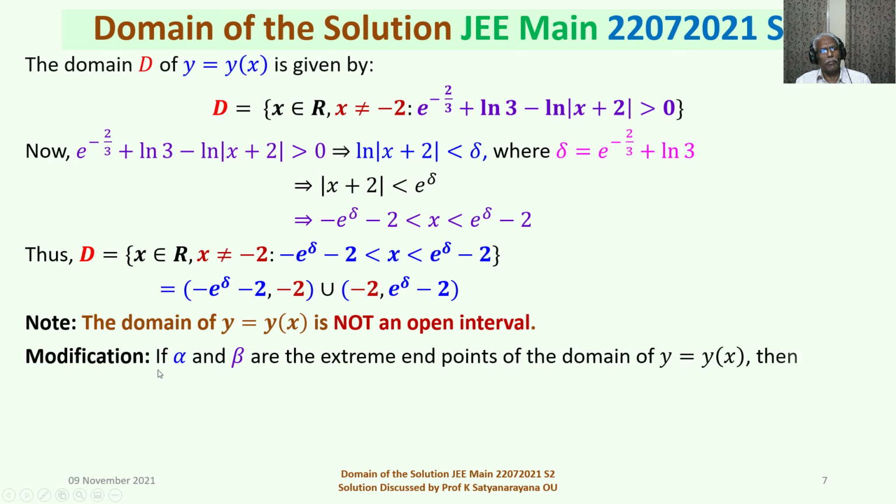I suggest a modification. If alpha and beta are the extreme endpoints of the domain of y = y(x), then |alpha + beta| is equal to |-e^delta - 2 + e^delta - 2|, and e^delta cancels. |-4| is equal to 4. That's your answer. Our answer is 4.